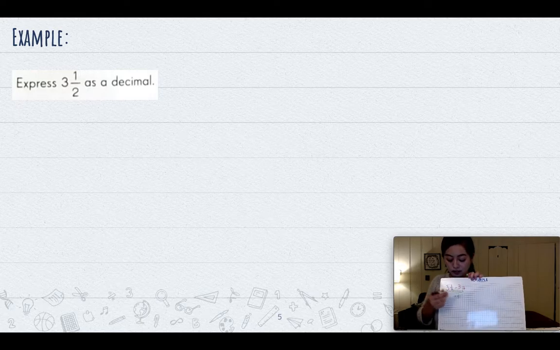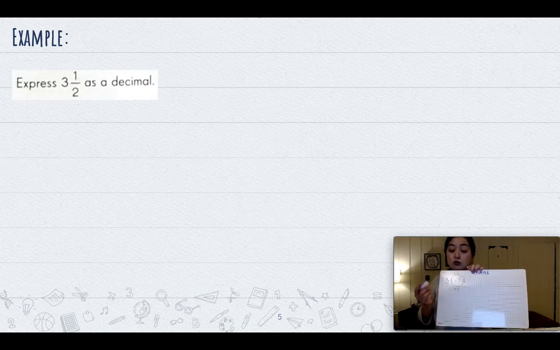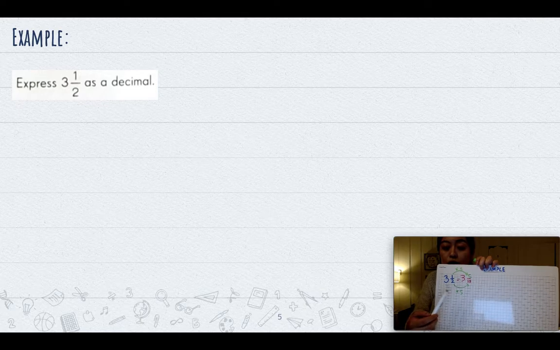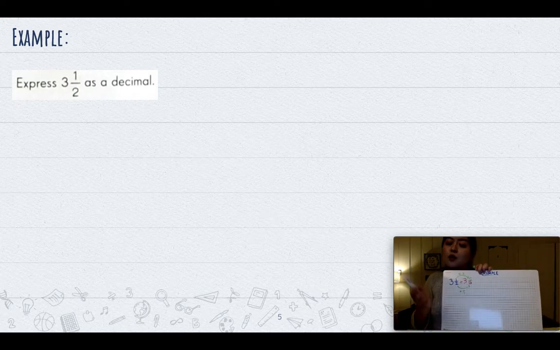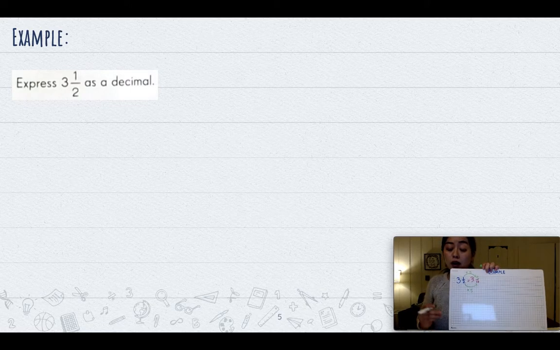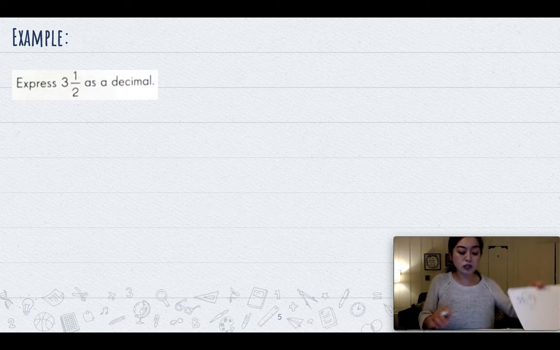Whatever I do to the denominator, I have to do to the numerator. I have to multiply that by 5. And 1 times 5 is 5. So now here is my new mixed number that's equivalent to my old mixed number. 3 1/2 is equivalent to 3 5/10. When I'm saying it out loud, 3 5/10, I know how to put it in my place value chart.